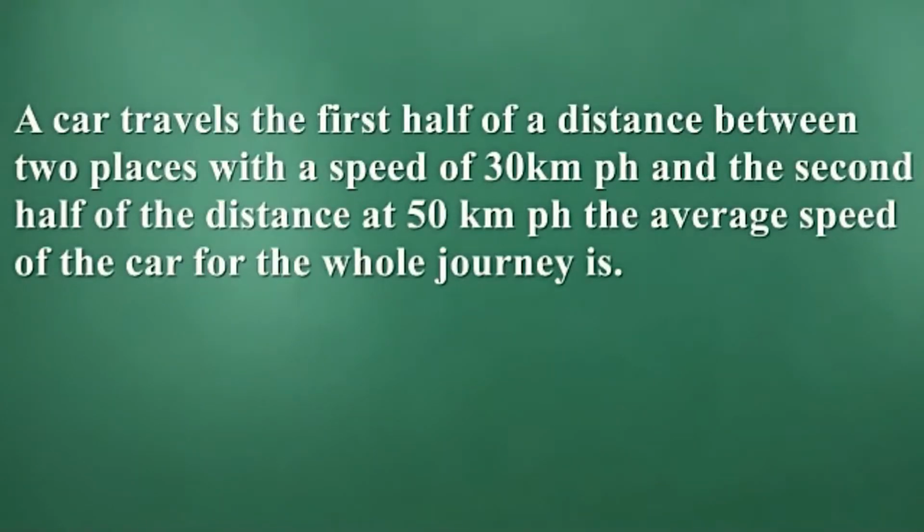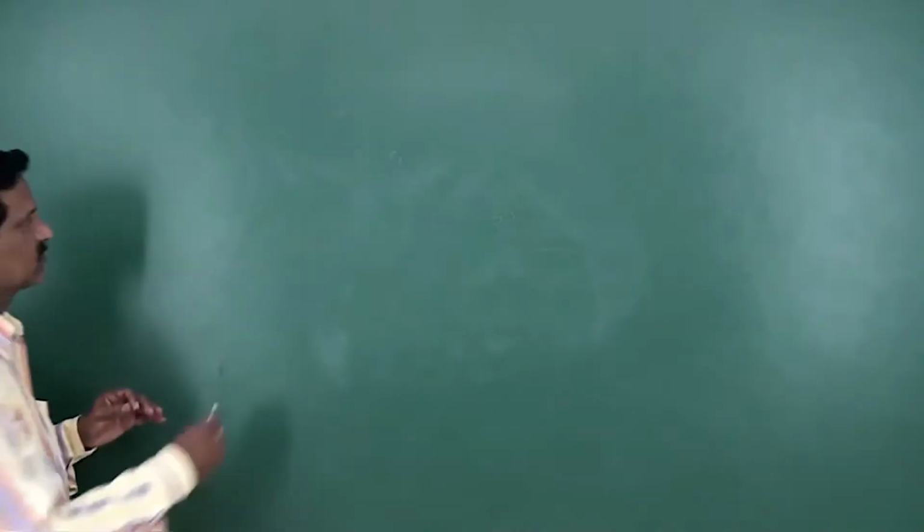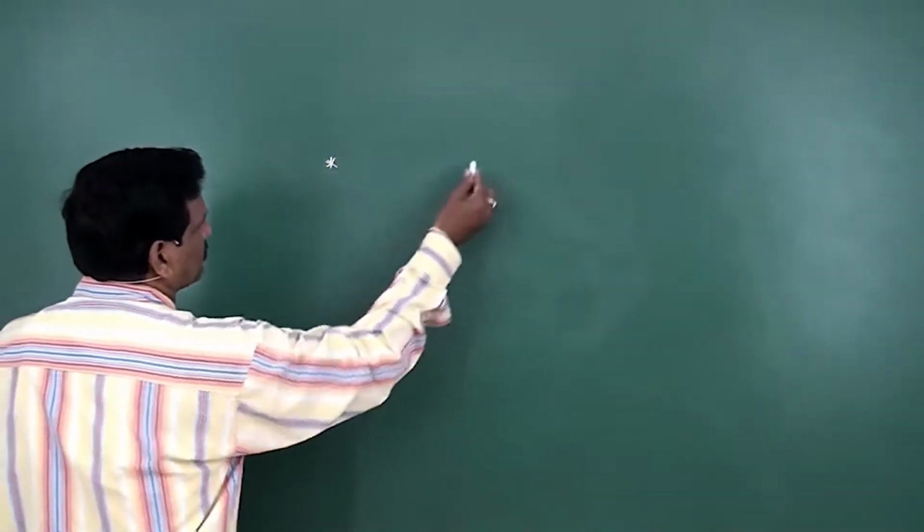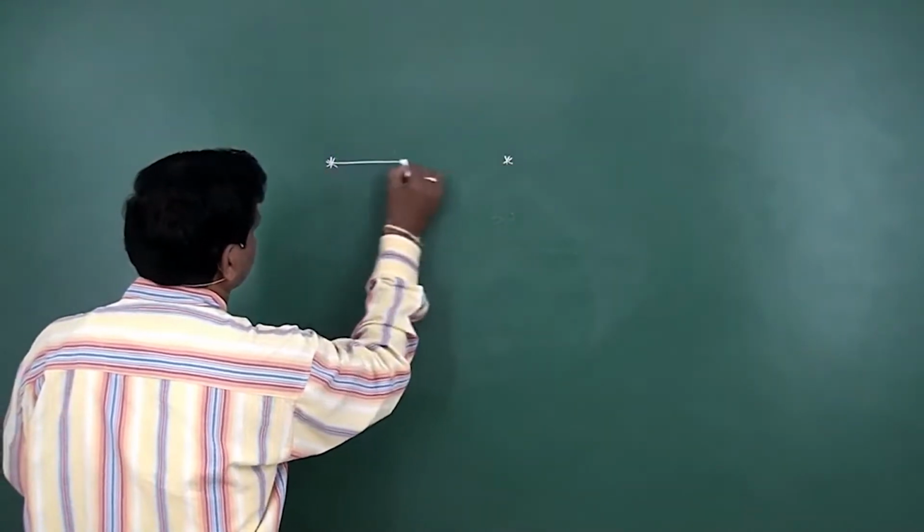Next problem. A car travels the first half of a distance between two places with a speed of 30 kmph and the second half of the distance at a speed of 50 kmph. The average speed of the car for the whole journey is... So here the car travels the first half of a distance between two places with a speed of 30 kmph. So this is one place, this is another place.